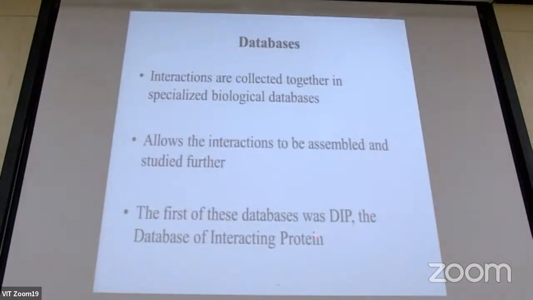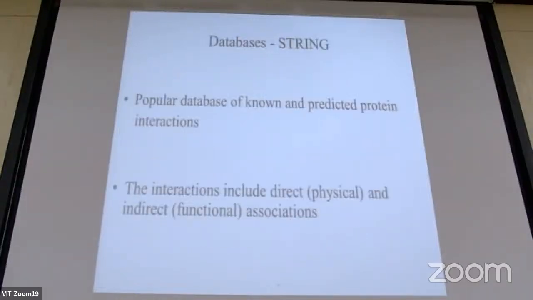Okay, so the first ever interaction database is DIP. DIP stands for Database of Interacting Proteins. This is the first ever database to store protein-protein interactions, right? Okay, so now there are several databases.